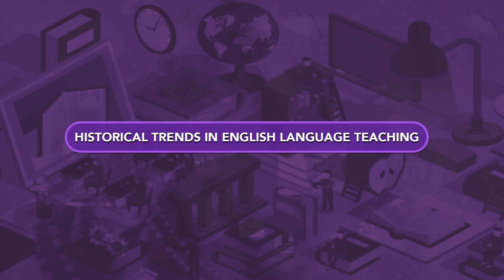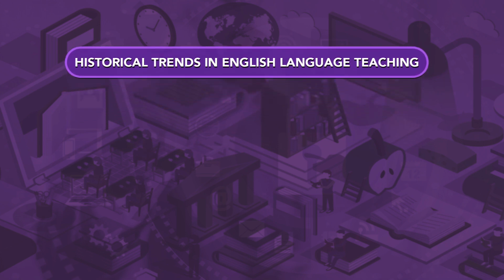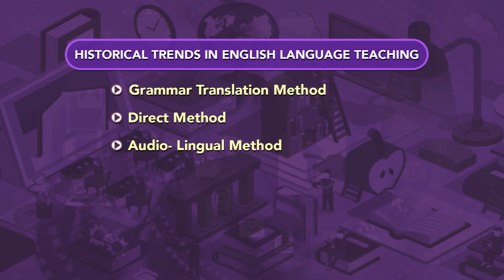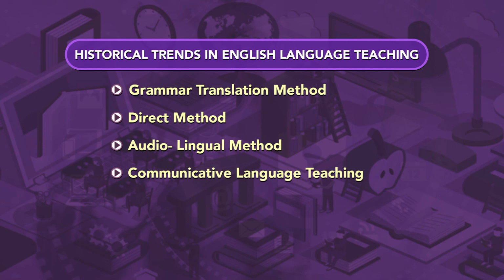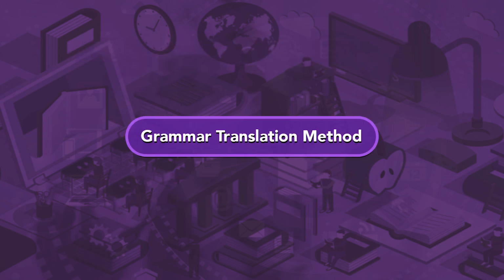The first section of this module focuses on historical trends and methods. It includes the grammar translation method, direct method, audiolingual method, communicative language teaching, and content and language integrated learning. These are all historical trends, methods and approaches to learning the English language. First, have a look at the grammar translation method.